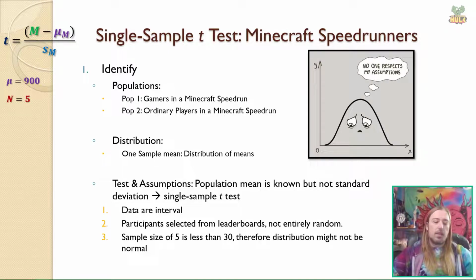Okay, the test. We know that we have information about a sample mean, information about a population mean, but we do not know the population standard deviation, which means we can't run a z-test. But because we have just one sample, we can run a single sample t-test. The data are interval, right? That's times, seconds. It would be the variable here.